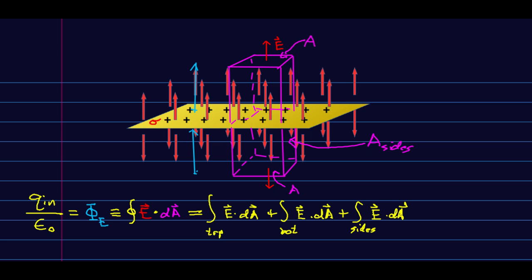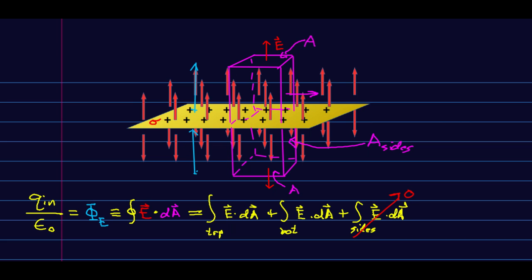And the first thing to realize is that the dA vectors sticking out of these sides are perpendicular to the E field, and so in the E dot dA we have a cos of 90 degrees, which is 0, and so this entire integral disappears. There's no flux through the sides.